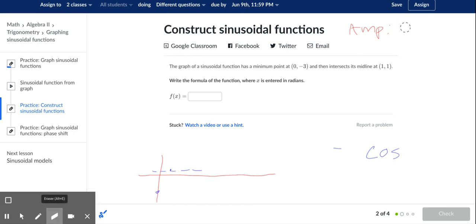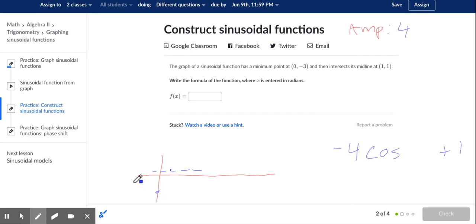Speaking of which, I have a minimum and I have the midline, so I can figure out my amplitude pretty easily. It's going to be the distance from -3 to 1. So 1 minus -3, which is 4. So this distance is 4, so that's going to be my amplitude. Amplitude is 4. And my midline, like I said, is at 1 because it's the y value of this point where it crosses the midline. So I'm going to have a +1 at the end.